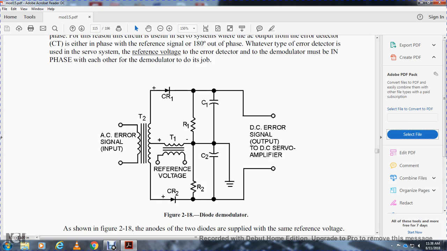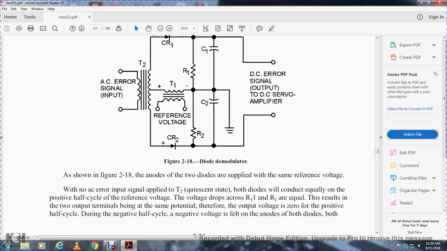So you have a split between control rectifier 1 and transformer 1, with the center tap. Control rectifier 1, transformer 1, resistor 1, capacitor 1, and control rectifier 2, resistor 2, capacitor 2, grounded. The DC error output signal goes to the DC servo amplifier.